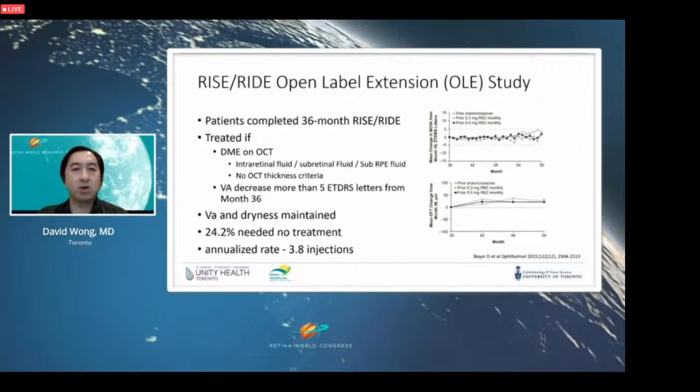In RISE and RIDE in the open label extension study, patients were treated, and their treatment algorithm included the OCT markers of activity listed here, as well as visual acuity if it dropped more than 5 letters at the month 36 level. Again, visual acuity and dryness were maintained, and interestingly, 24% of patients needed no treatment. The annualized rate of injections was calculated at 3.8 injections.